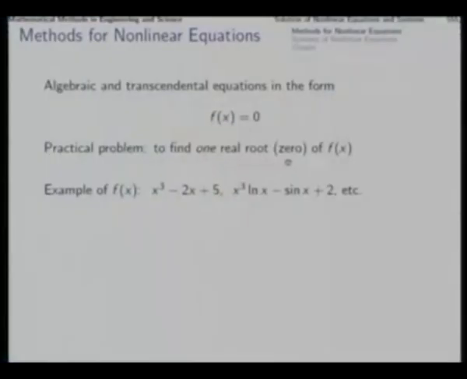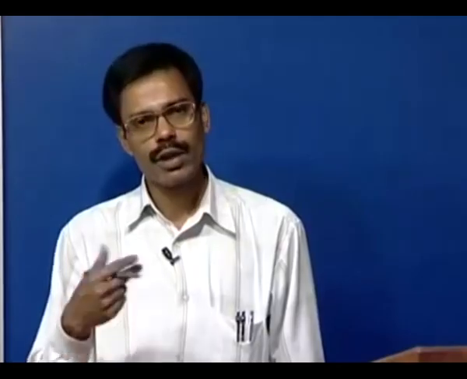So, the practical problem is to find one real root of f of x or one real solution of this problem. So, this entire study is typically conducted for real solutions, unlike the case of polynomial equations, in which case we are quite often interested in the complex solutions as well.